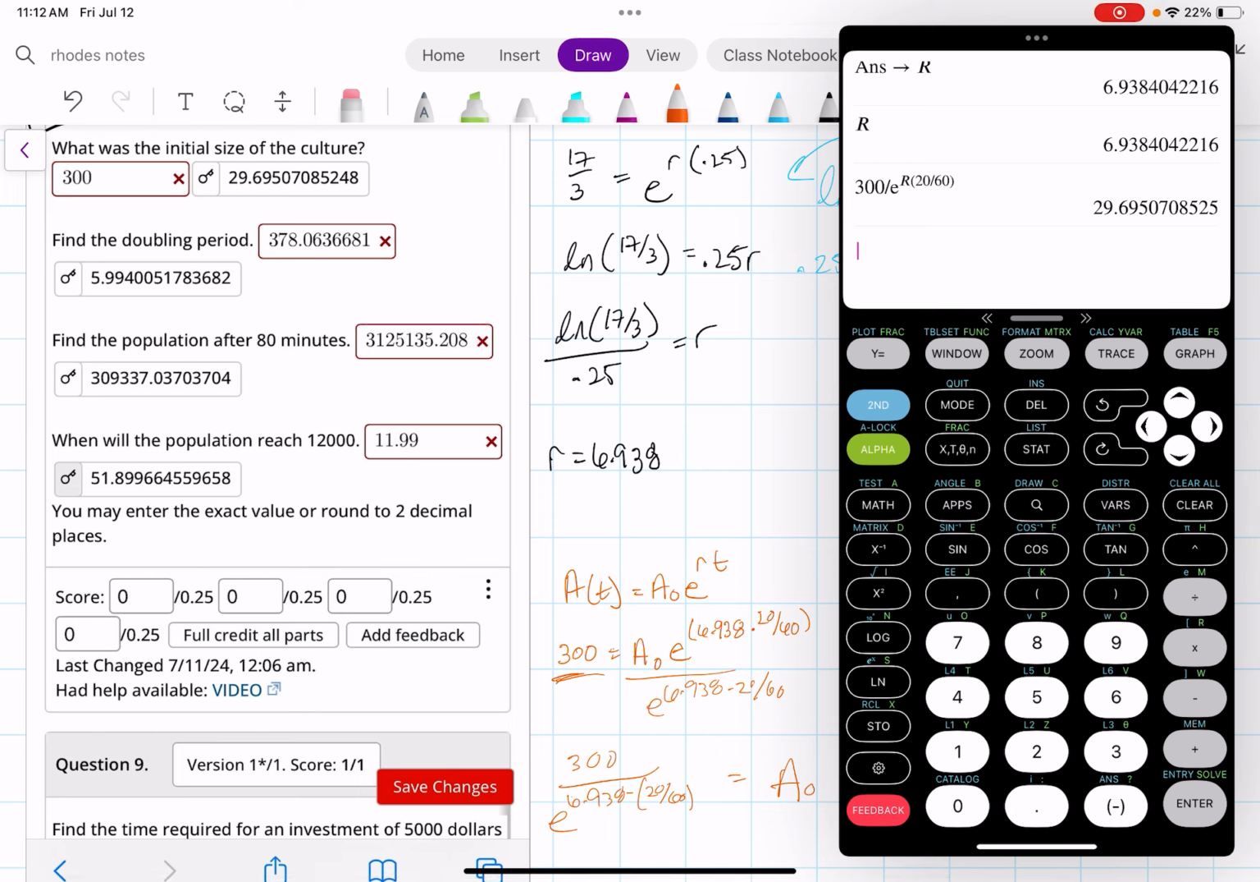Because I'm going to use that value quite a bit moving throughout the rest of this, and you don't have to do it this way with the variables, I'm just going to hit STO and alpha A, and now I've stored A as 29.69.